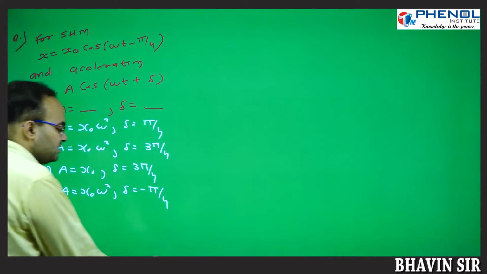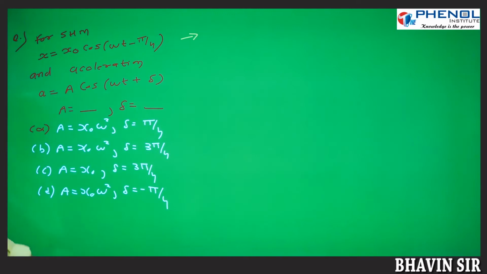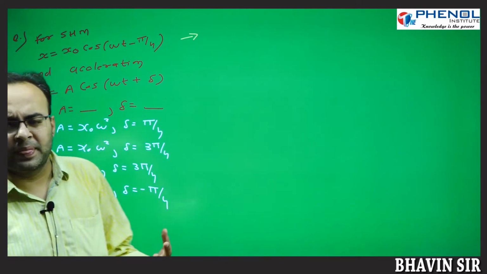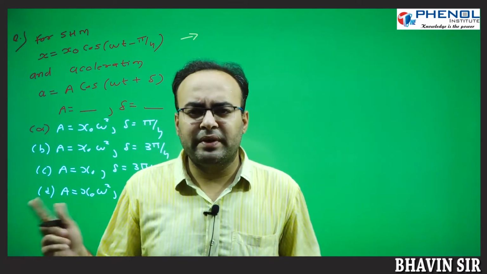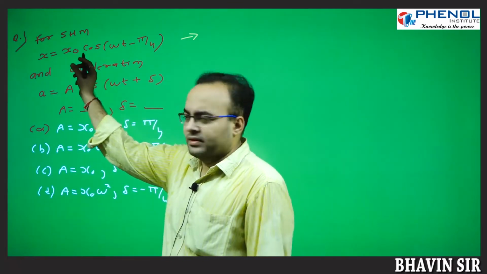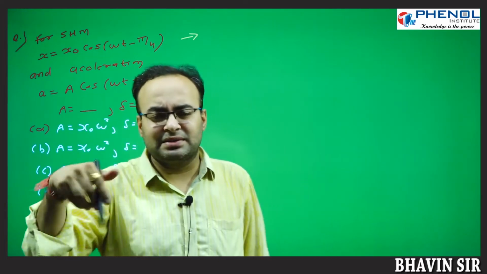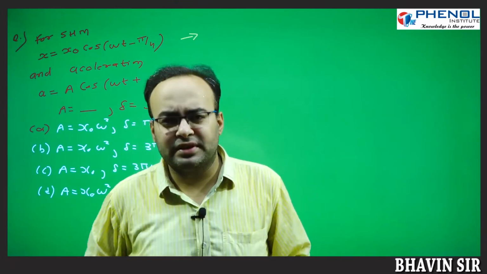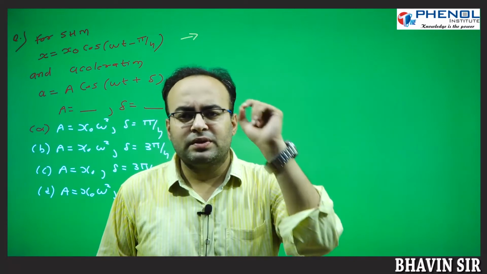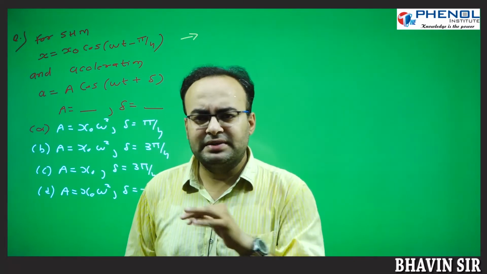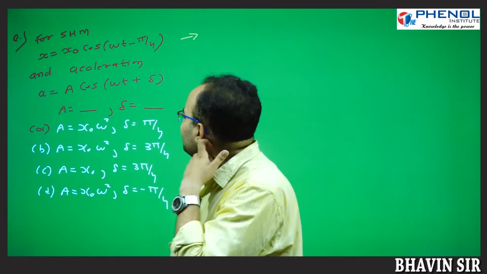Okay students, so see students, in our question the equation of acceleration is given, and from where do you have to find acceleration, students? From the equation of displacement. Then compare both accelerations, the one given and the one you find. Then we get the amplitude and delta. Delta is the phase difference, so we get the phase difference delta.